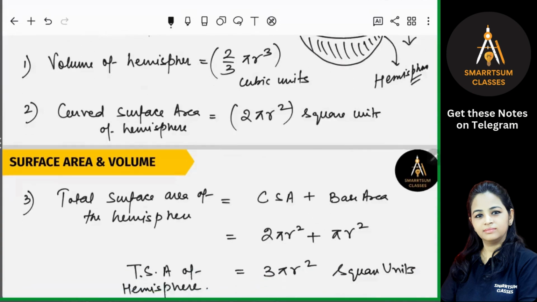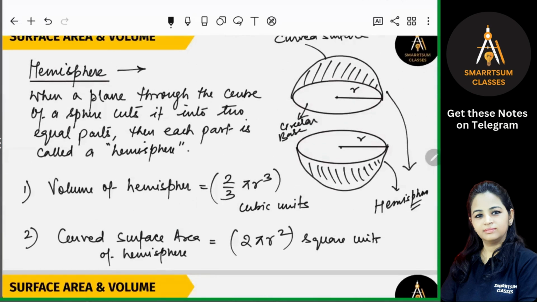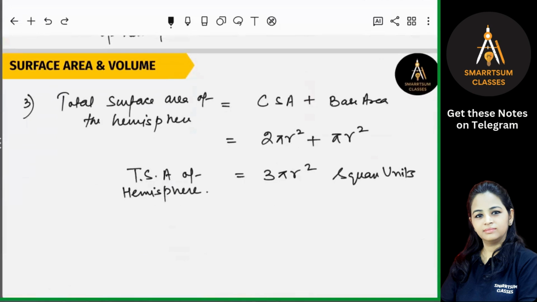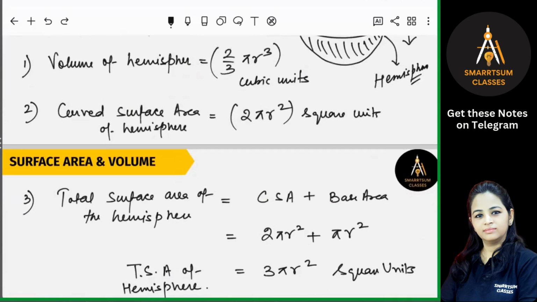Is that clear? So in this way, we have these three formulas for a hemisphere with radius r. The volume of the hemisphere is exactly half of the volume of the sphere, that is 2 by 3 pi r cubic units. The curved surface area of the hemisphere is exactly half of the surface area of the sphere, that is 2 pi r square units. And the total surface area of the hemisphere is the sum of the curved surface area and the base area, which is 3 pi r square. So you have to learn these formulas. For the cone and sphere, all the questions will be based on this, and you can say the whole chapter is based on these formulas.